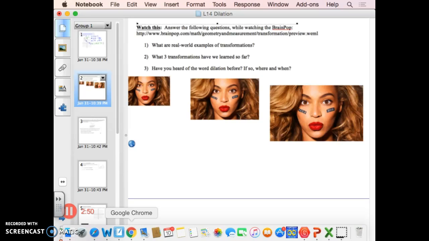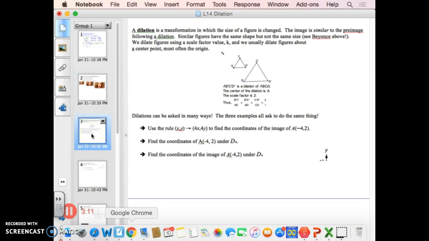Right. So, so far we've learned about reflections, rotations, and translations. Those all keep the integrity of the shape. The size stays the same, so you have congruent figures. With a dilation, we're going to start talking about similar figures. So we're going to take it back a little bit.